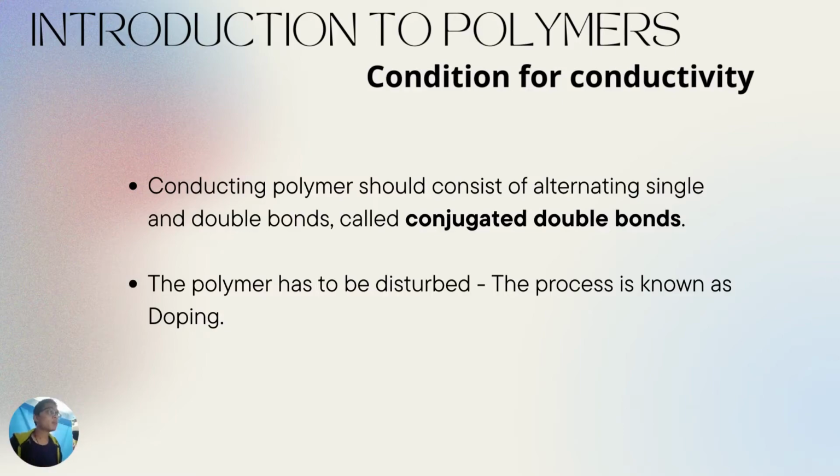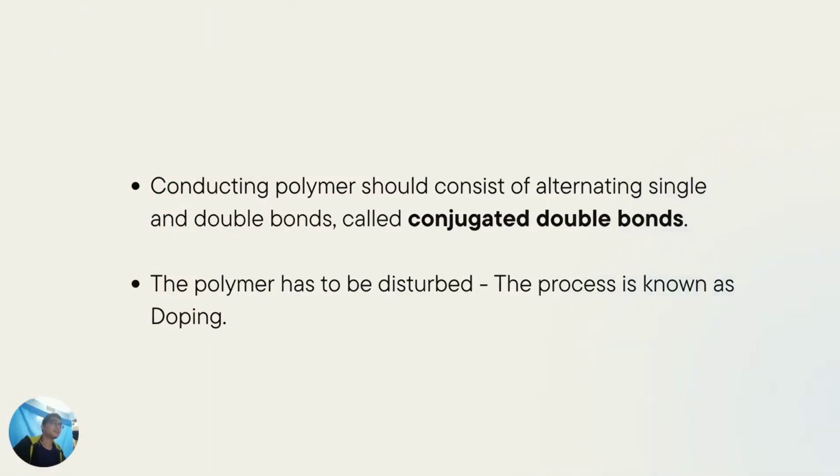The polymer has to be disturbed. The process is known as doping. It's not that doping, it's another type of doping, but essentially they both do the same thing. They inject something to get something out. Either by removing electrons, which is oxidation, or inserting them into the material, which is reduction. So essentially doping is the same, but the use cases are different over here. Okay.